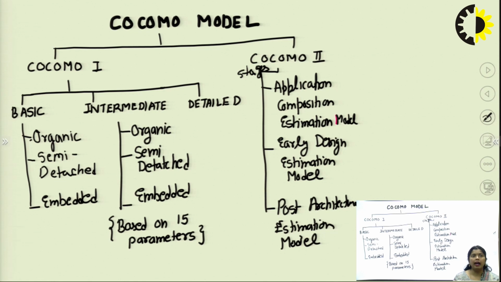The COCOMO 2 model actually has three stages. The COCOMO 1 model gives a rough sketch of the effort and time, while COCOMO 2 gives precise values, calculated at each step or phase. In COCOMO 2, there are three stages. The first stage is the application composition estimation model. After completing the first stage, the next is the early design estimation model, and the next is the post architecture estimation model.